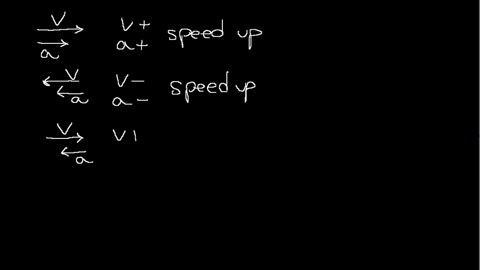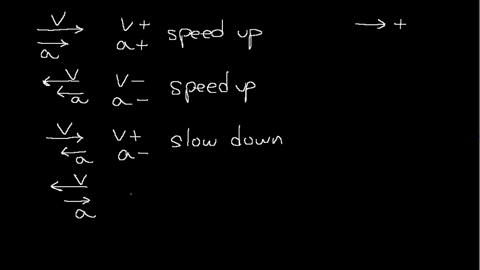Suppose I have a velocity to the right and an acceleration working against it to the left. Well, in this case, the velocity is positive because this direction I'm saying is positive, okay? And in this case, the acceleration is going the wrong way, so acceleration is negative. In this case, I'm going to slow down. All right, that's a slow down. And if the velocity is going in the negative direction and the acceleration is positive, so velocity is negative and acceleration is positive, I'm going to slow down.